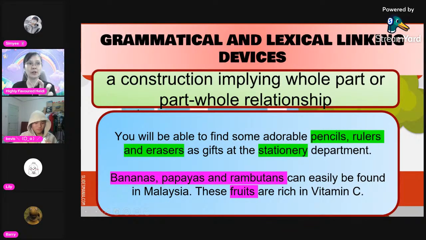Normally people will, let's say we are talking about transport on the road, you say bus, then you have taxi, then lorry, truck. So all those things, you say these vehicles. Instead of repeating "transport", you actually put in "vehicles", also can. All right, so this one is implying whole-part or part-whole relationship.